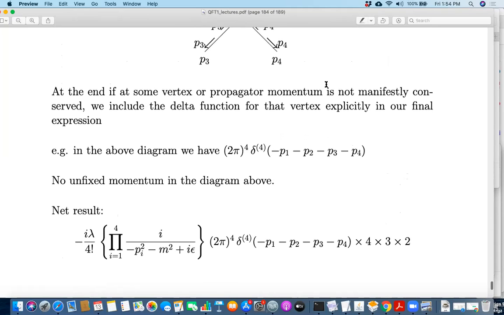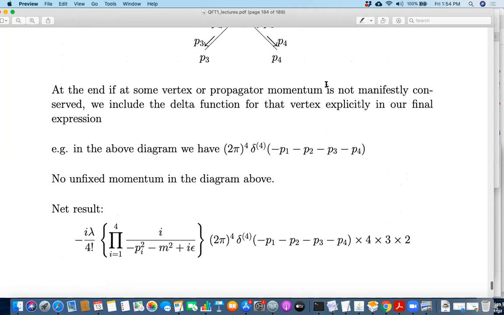Sir? Yes. When we have found the final expression, shouldn't we put epsilon equal to 0? Yes. Of course, here we should put epsilon equal to 0. But normally we keep this epsilon, because you may want to do something more with this. Oh, okay. But yes, eventually, of course, you have to set epsilon equal to 0. Any other question?